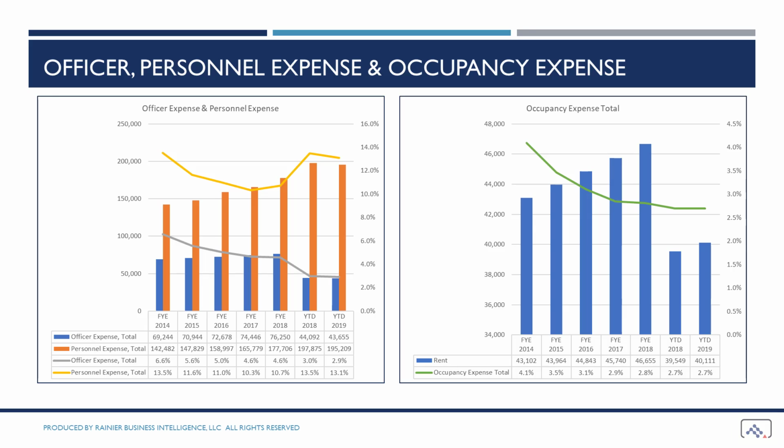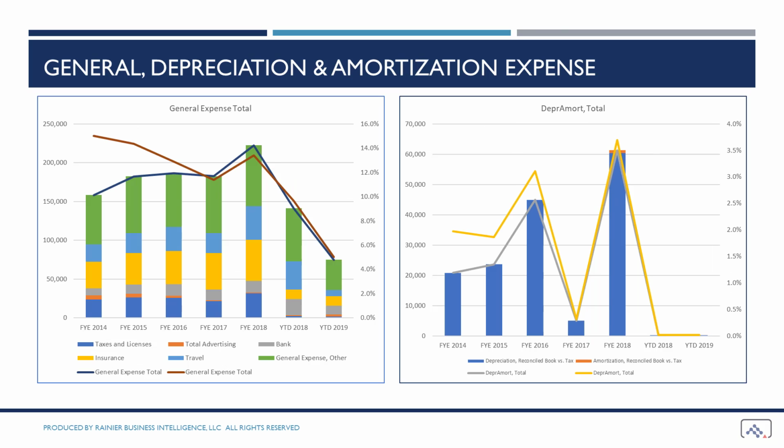Officer compensation has been normalized to market rates. Personnel expense may be a combination of salaries and wages, payroll taxes, and other costs. This may vary by accounting practice, and differences in the classifications may occur between the year-to-date company-prepared statements and the fiscal year-end tax returns. Occupancy expense has been normalized to assumed market rates. General expense includes costs not classified elsewhere.